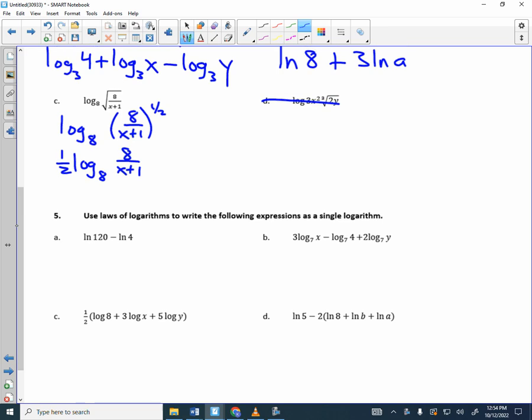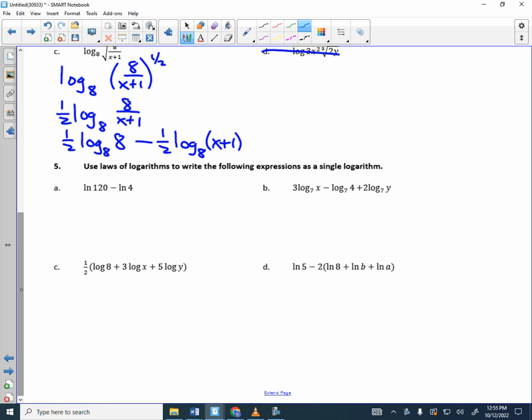Now I'll break it apart using subtraction. Yep. So 1/2 times the log base 8 of 8 minus what? 1/2 log base 8 of x plus 1. What is the log base 8 of 8? It's 1. Why is the log base 8 of 8 1? Because 8 to the first power is 8. Good. Good job. Look at how smart you are.